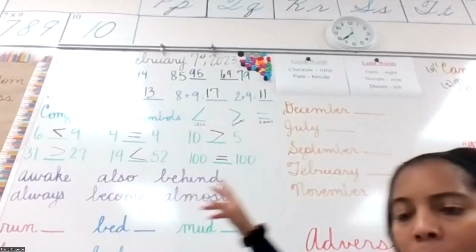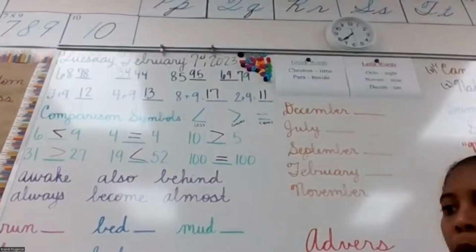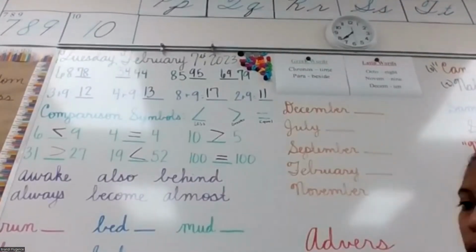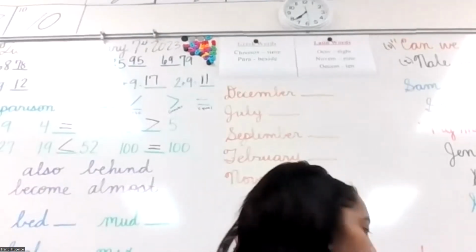Okay, so I have 5 months up here. I have December, July, September, February, November. You'll be responsible to write all of them and then abbreviate it. Okay, you can go ahead and begin. Go ahead and go over them.